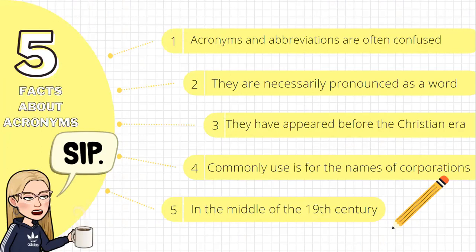Number three, they appeared before the Christian era. Number four, commonly used for names of corporations and complex words. And number five, in the middle of the 19th century, they became more popular, when the economy was growing, there were more companies, more businesses, and they started using them more frequently.